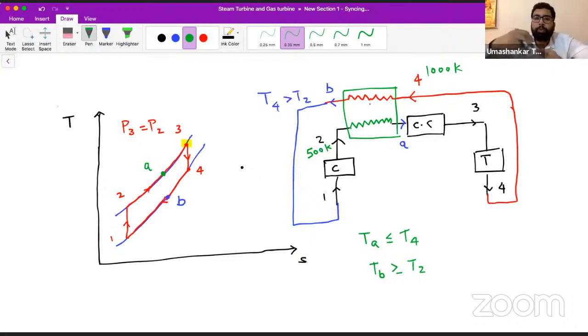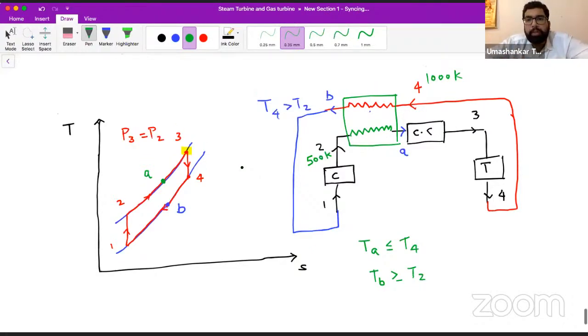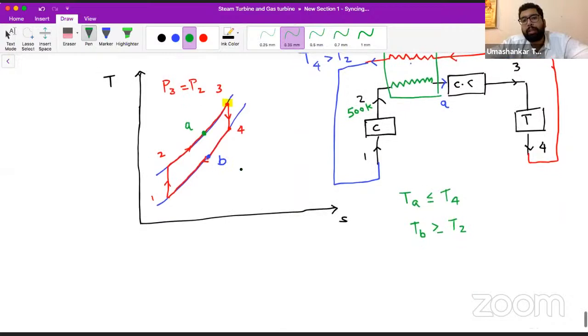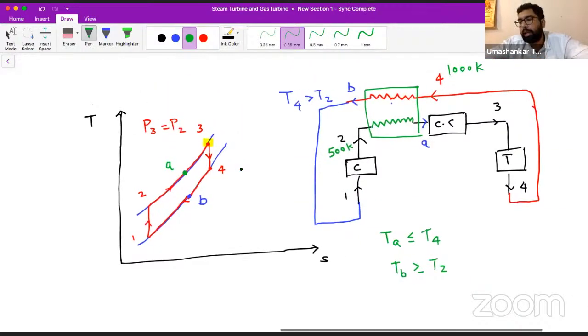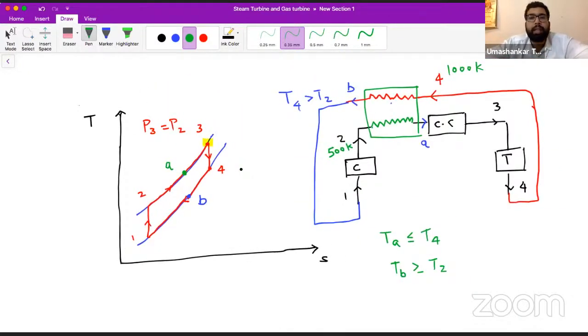So with the use of regeneration, what is regeneration? In regeneration, we try to utilize the high heat energy of the exhausting stream of air and use that heat energy to reduce the heat addition so that our efficiency can get higher.